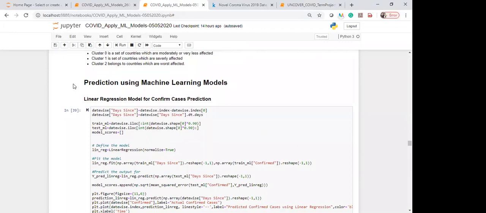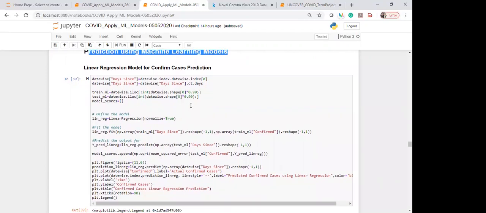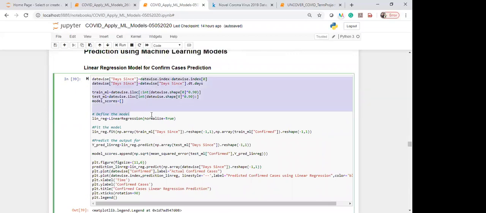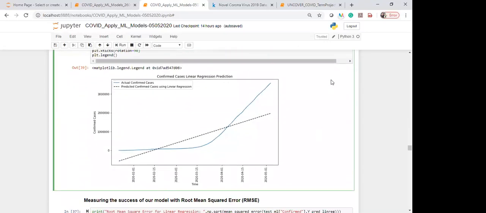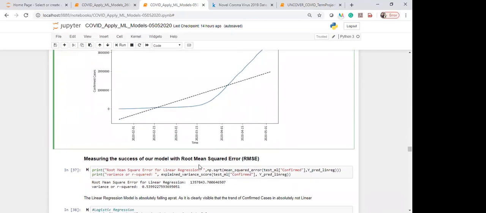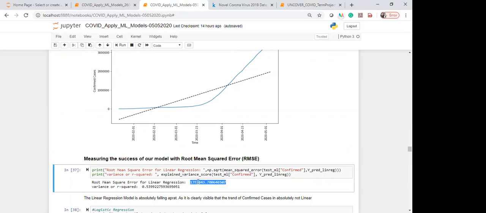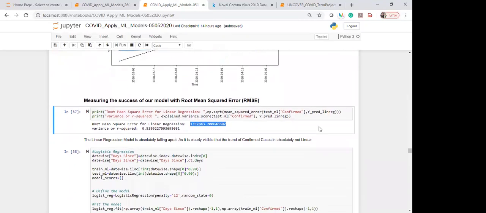And then the prediction of confirmed and death cases in the next 14 days using regression models. I've mostly used linear regression. First, I tried predicting using linear regression, which clearly underestimated the results. I can say this with the evaluation method RMSE. The root mean square error number is too high, and we can clearly see it's underestimated.